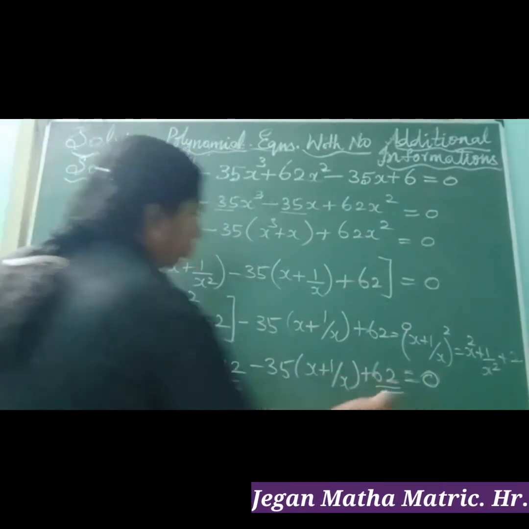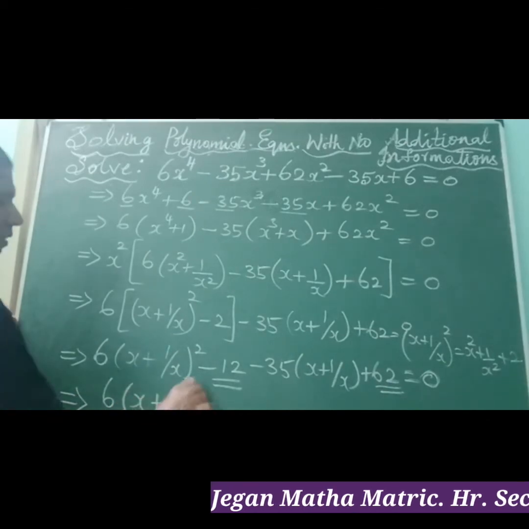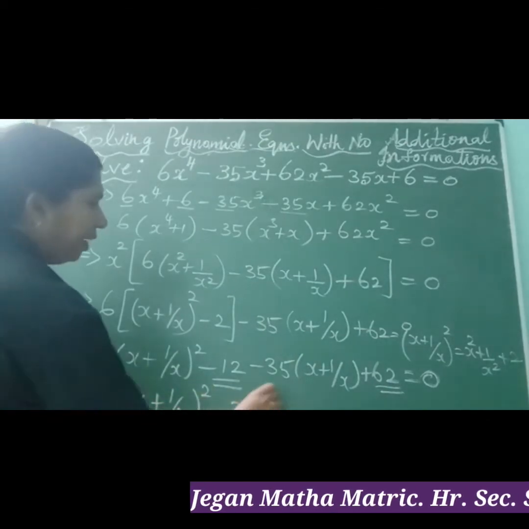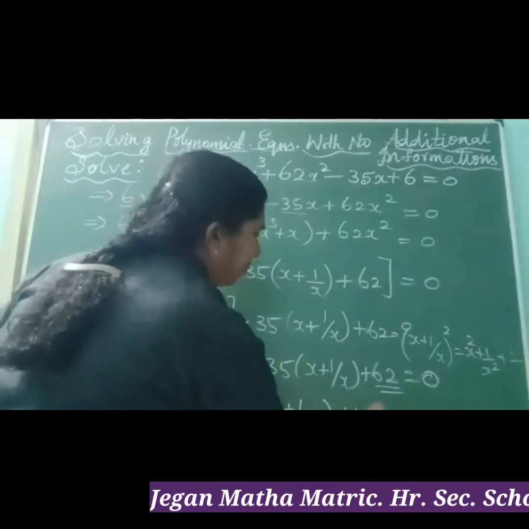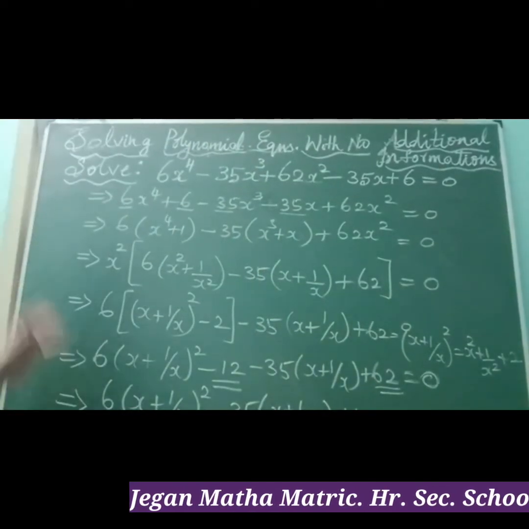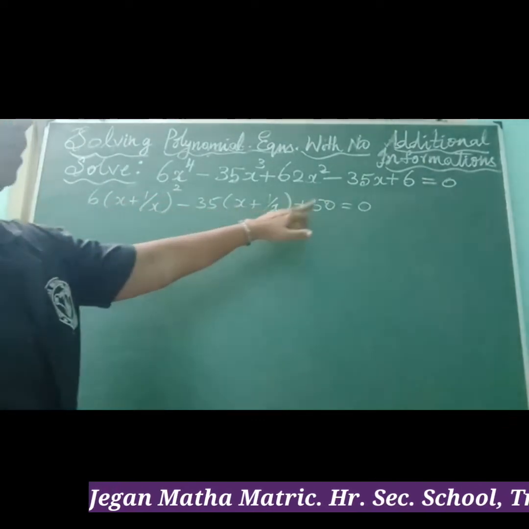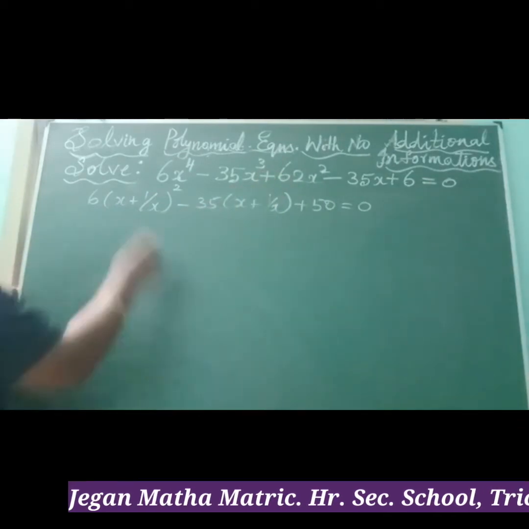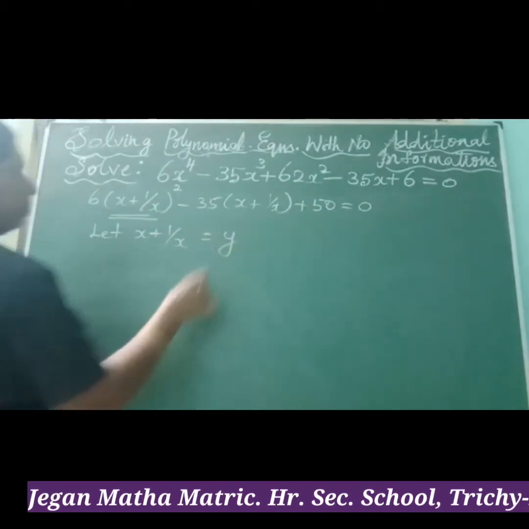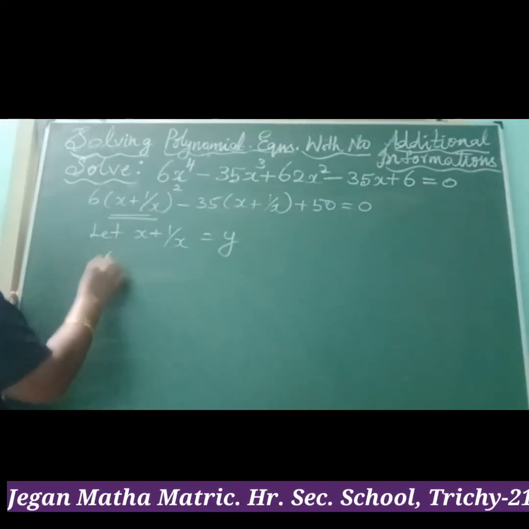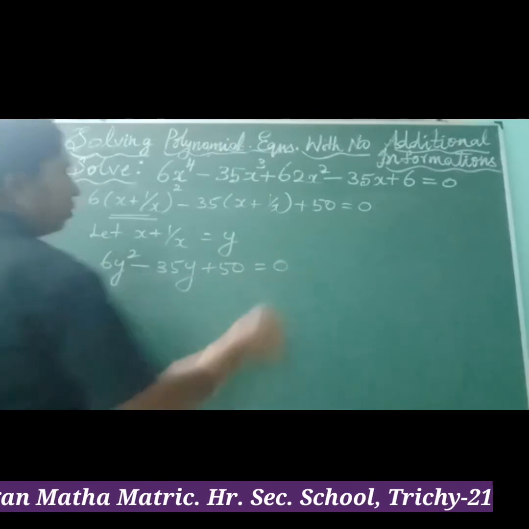When we combine these together, we get 6 into x plus 1 by x the whole square, minus 35 into x plus 1 by x, plus 62 minus 12, which is plus 50, equal to 0. To solve this equation, let x plus 1 by x equal to y. Therefore, the equation can be written as 6y square minus 35y plus 50 equal to 0.